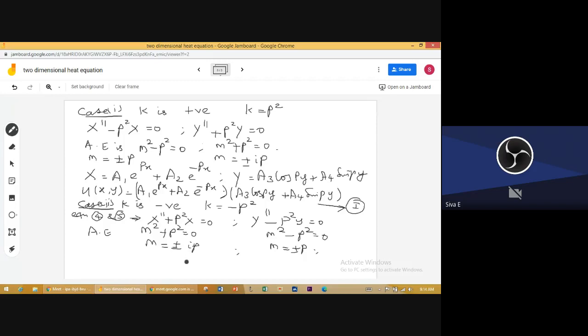So what is u of x comma y? As per this, what is X here? We have already used constants up to a4. So X equals a5 cos px plus a6 sin px, and Y equals a7 e power py plus a8 e power minus py. We can write it directly, no need to write X and Y separately. So here we can write this as u of x comma y.